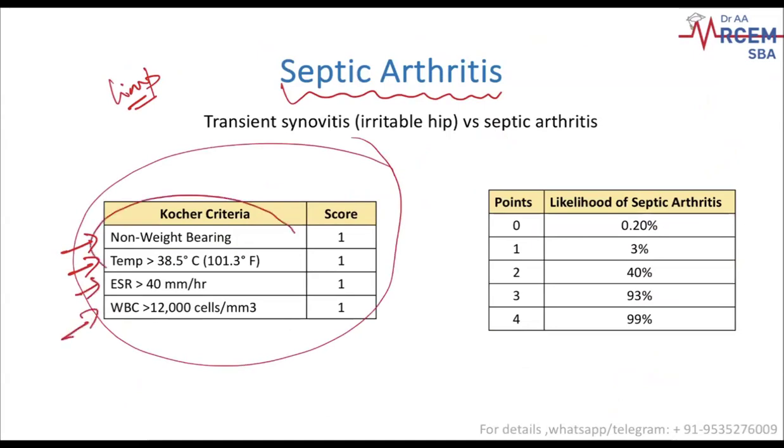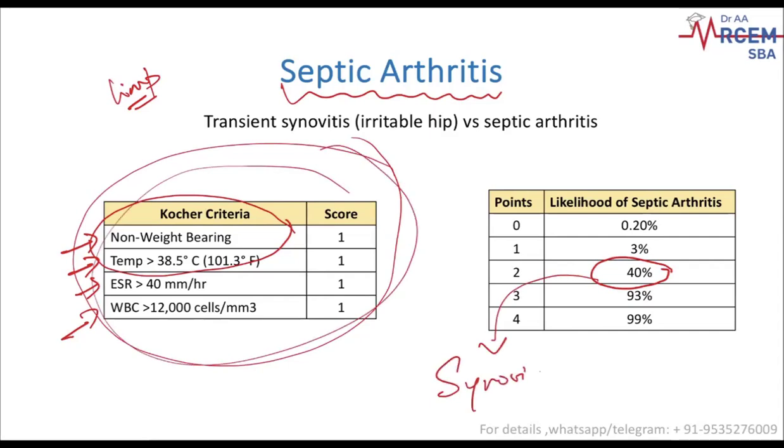If any two of these are present, the possibility of this kid having septic arthritis is 40%. It's as high as 40%. So it is enough for you to suspect septic arthritis if only two of the points mentioned here are present. Then you need to go ahead and further evaluate. What evaluation will you be doing? You'll be doing a synovial fluid analysis. If the synovial fluid analysis is suggestive of an infection, then you'll start antibiotics. Usually IV antibiotics will be required, plus you will admit this patient.